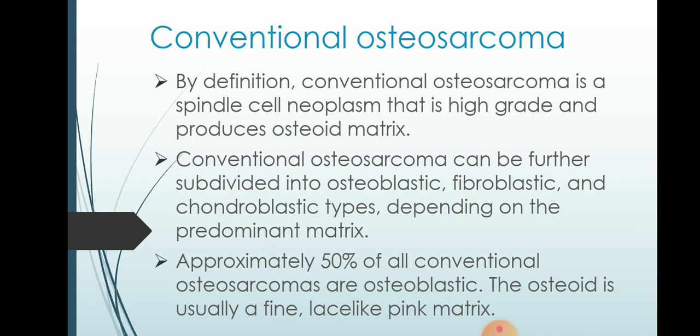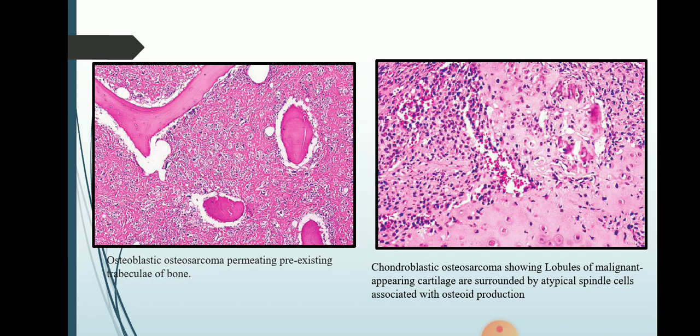Approximately 50% of all conventional osteosarcomas are osteoblastic. This is the image of osteoblastic osteosarcoma, in which we can see permeation of the tumor cells in pre-existing trabeculae of bone. And another image shows chondroblastic osteosarcoma, which shows lobules of malignant appearing cartilage surrounded by atypical spindle cells.